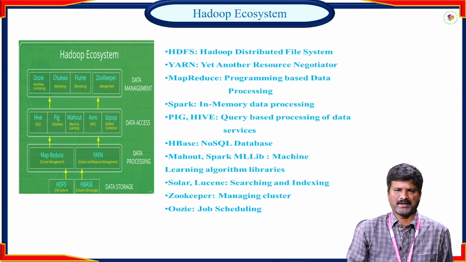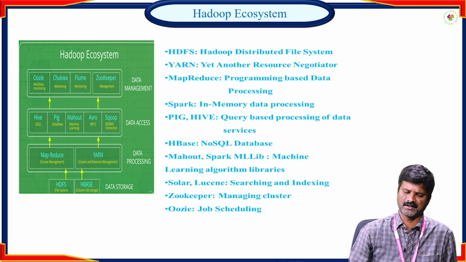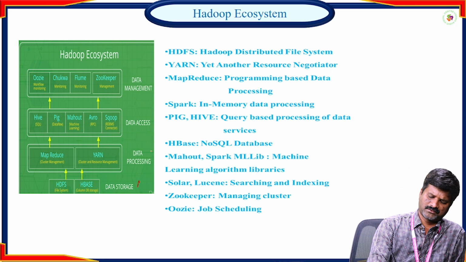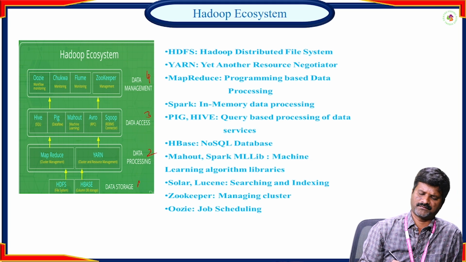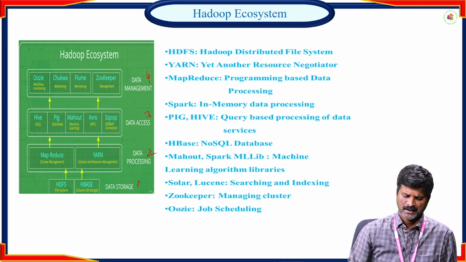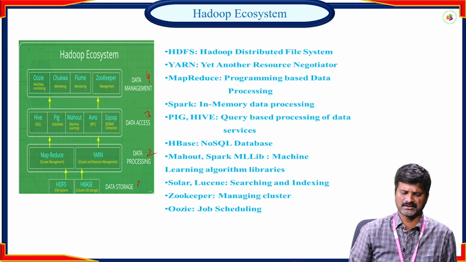So that is about the basics of Hadoop and big data. Then coming to the Hadoop ecosystem, what it contains, what are the major components of Hadoop, we'll discuss that. Basically here 4 different phases are divided. If you observe this particular Hadoop ecosystem architecture: data storage phase, data processing phase, data access phase, data management phase.